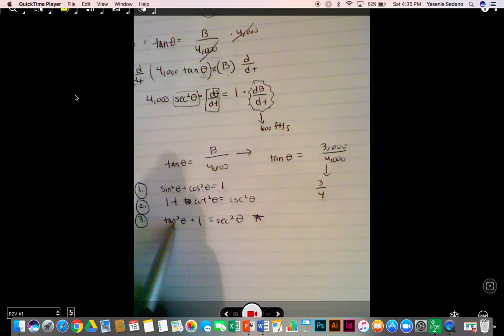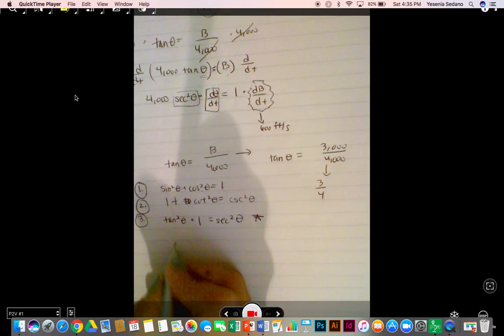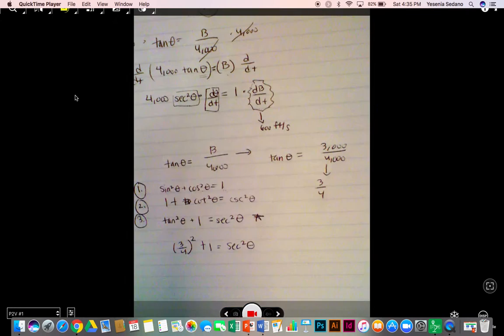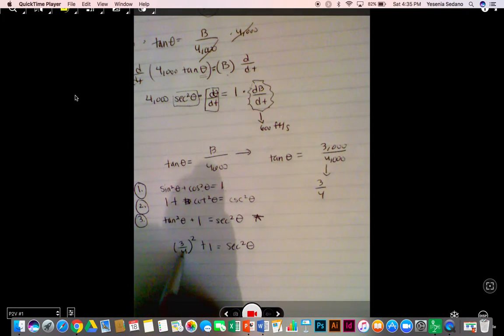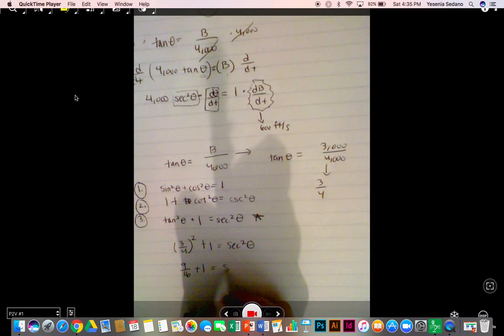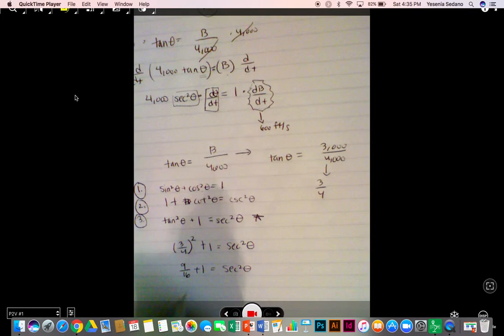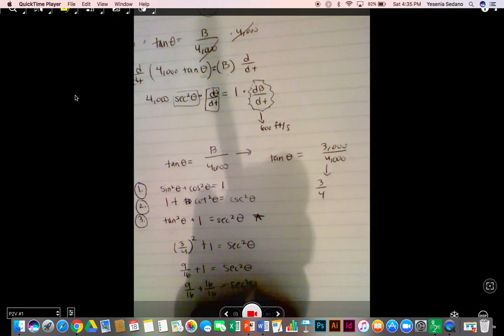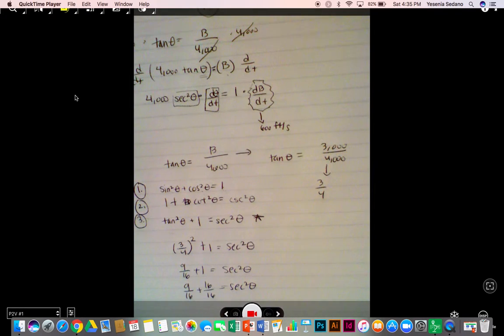So let's do that. Tangent is 3/4. So 3/4 squared plus 1 is equal to secant squared theta. So we're going to square top and bottom. That's 9 over 16 plus 1 equal to secant squared theta. So 9 over 16 plus 16 over 16 is secant squared theta. 9 and 16, I believe, is 25.